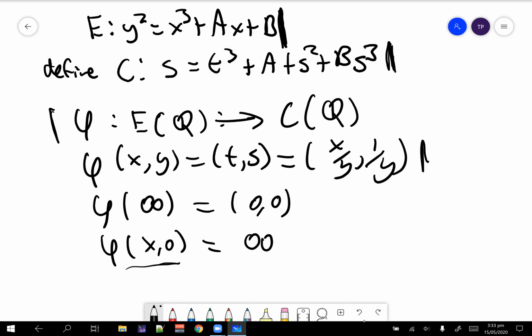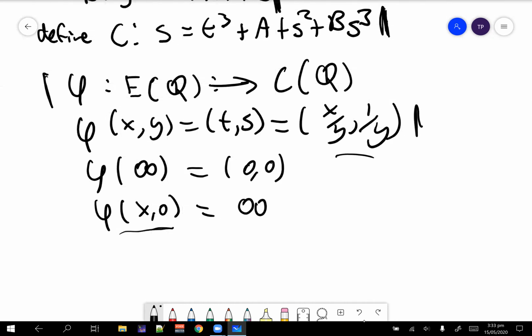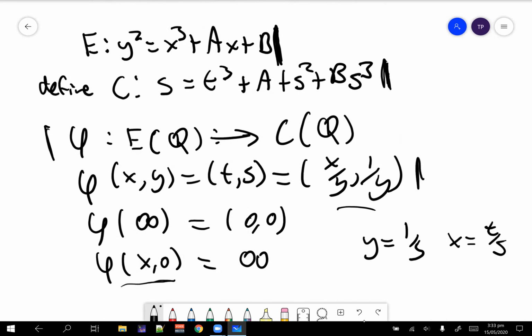It works out just by plugging these in and rearranging, and we also get the inverse map where we set y equals 1 over s and x equals t over s. And it's also quite straightforward to see that if 3 points are on a straight line, then phi maps those 3 points to the same straight line. So that means that phi of a line is also a line.